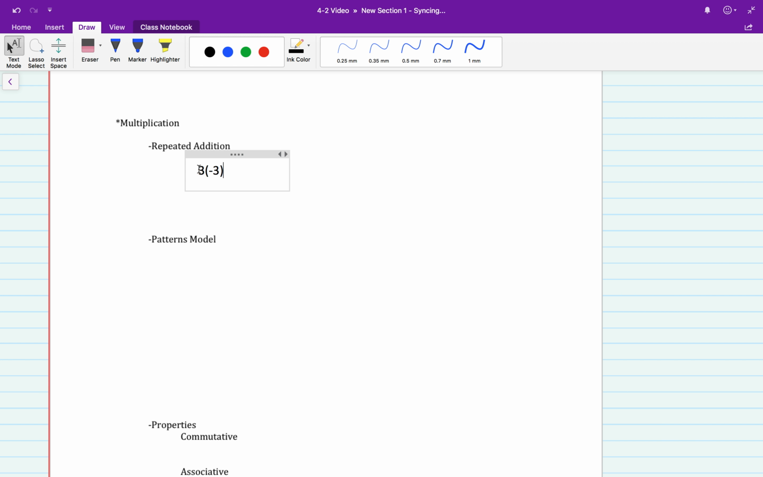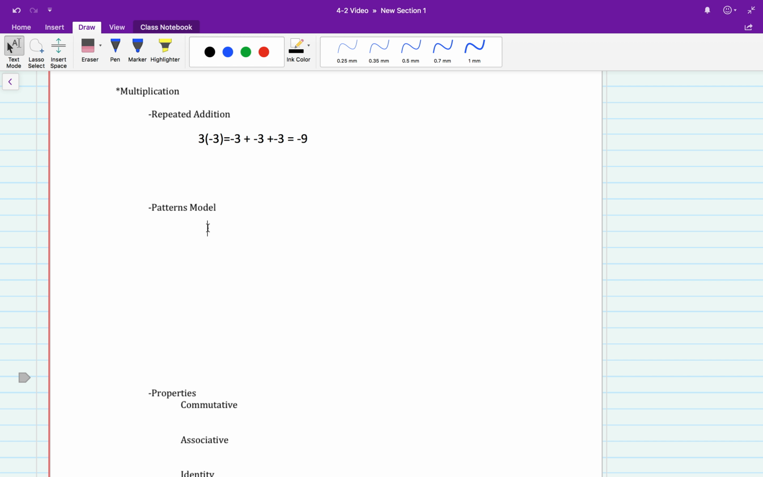So let's just stick with our 3 problem. So we can say that 3 times -3 is the same thing as having a whole bunch of -3s. So -3 plus -3 plus -3. So I get an answer of -9. This tells me I have 3 -3s. Now, this doesn't really work if I had 2 negatives. I can't show repeated addition and show -3 times -3 is a positive 9. I don't really have that capability with repeated addition, but I could do it with a patterns model.